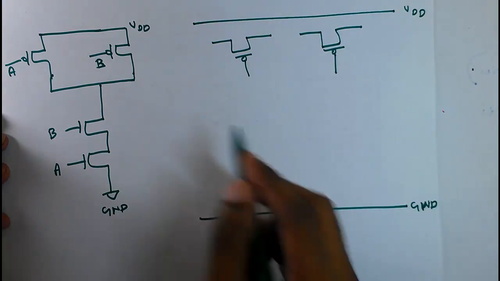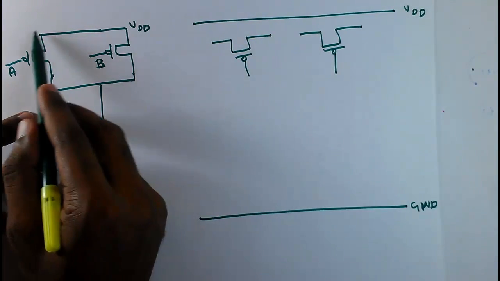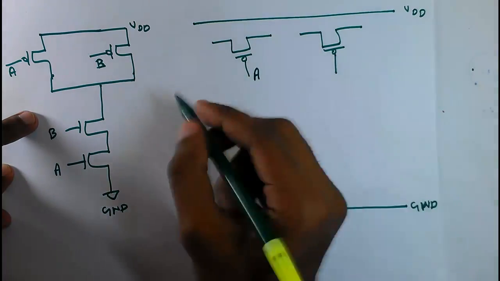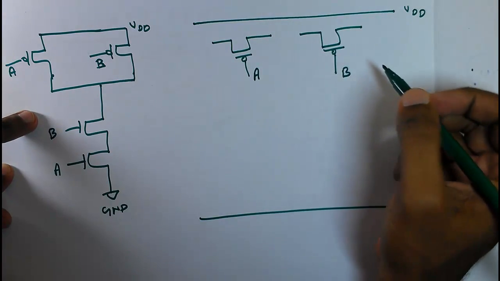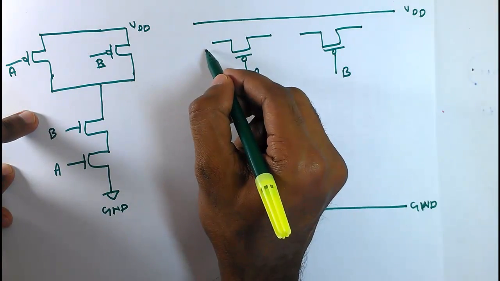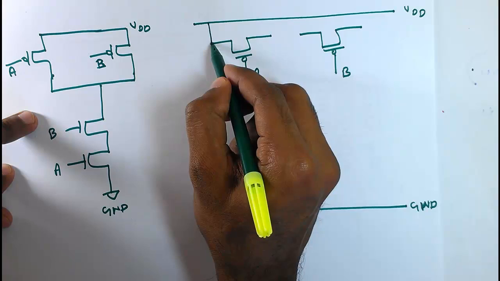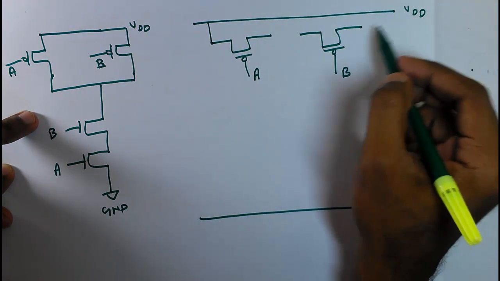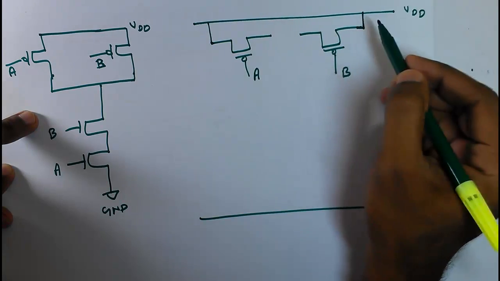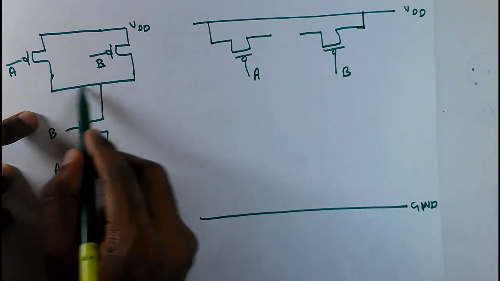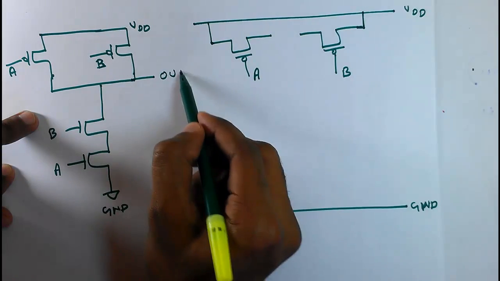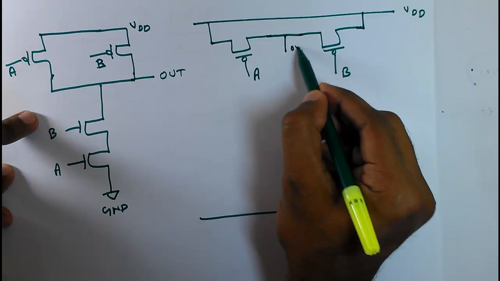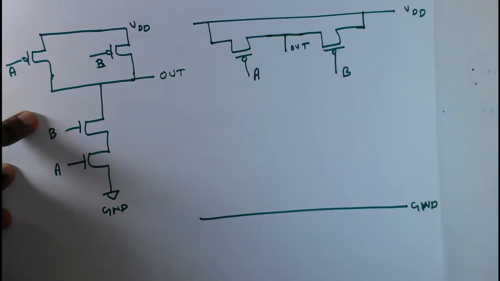So now I am connecting. Assume this is this PMOS. This PMOS is this PMOS. So we have the gate terminal A. This is gate terminal B. So I am considering this is the drain. So the drain is connected to the VDD. Here I am considering this is the drain. So the drain is connected to VDD, and the sources are connected together to form the output terminal. This is connected, and this will form the out terminal.